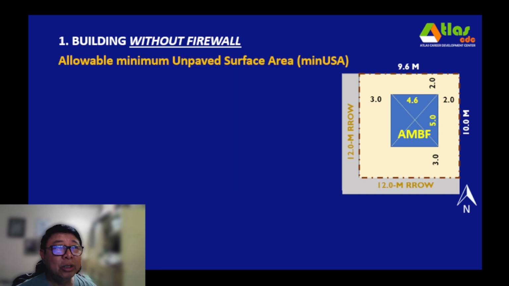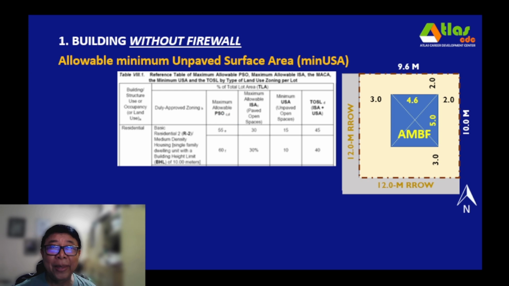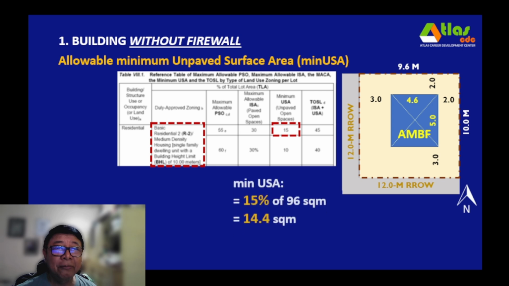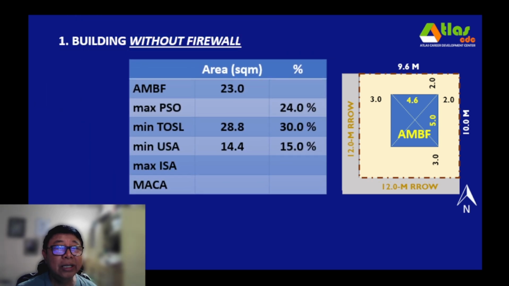So we go to the allowable minimum unpaved surface area or the minimum USA. Our reference for this one is table 8.1. So we just make use of the percentage shown in this table. For R2, without firewall, for the minimum USA, will give you a value of 15% of the total lot area. Will give you now the area of the unpaved minimum at 14.4 square meters. Okay, so this will be our final value for the minimum USA, 14.4 square meters, 15%.